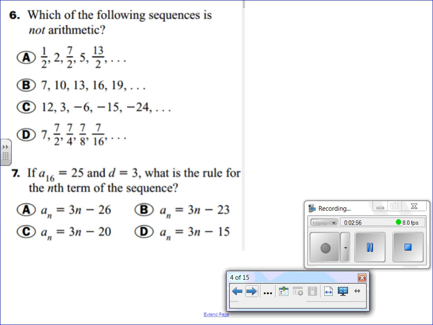Which of the following is not arithmetic? So arithmetic means they're adding a constant amount each time. It is D. It's the only one that they're not adding a constant amount each time. So you just experiment through to get that.